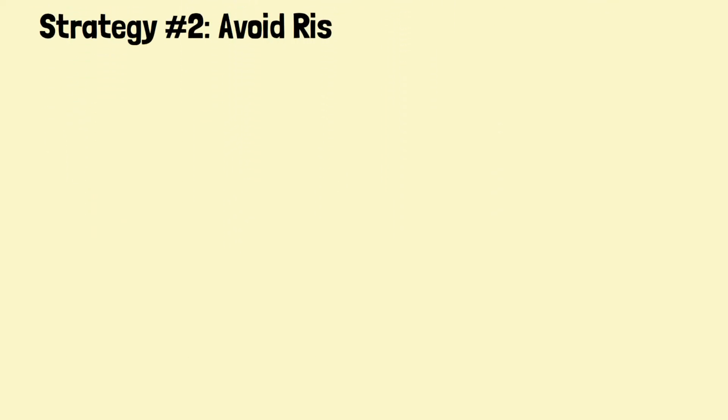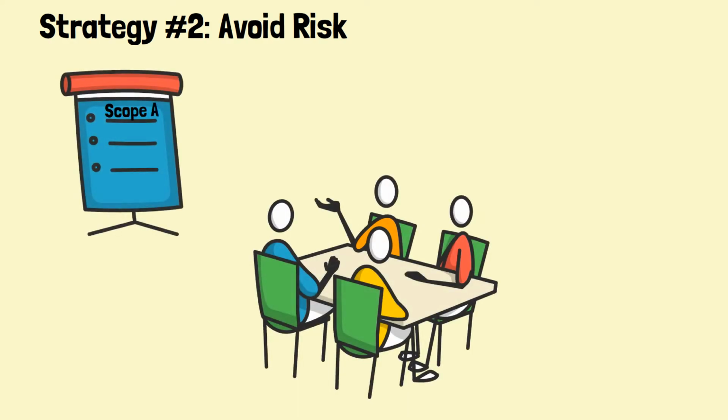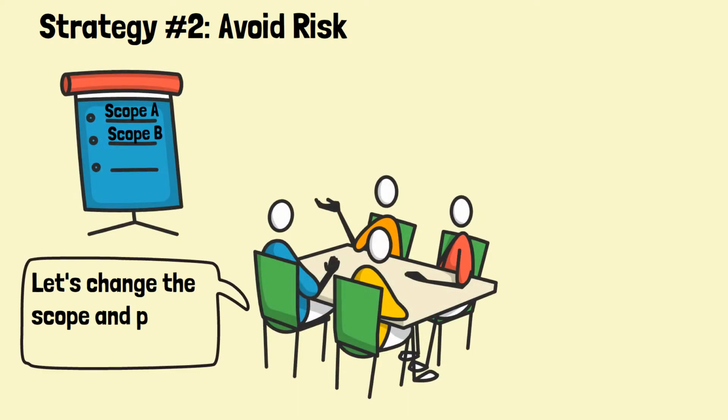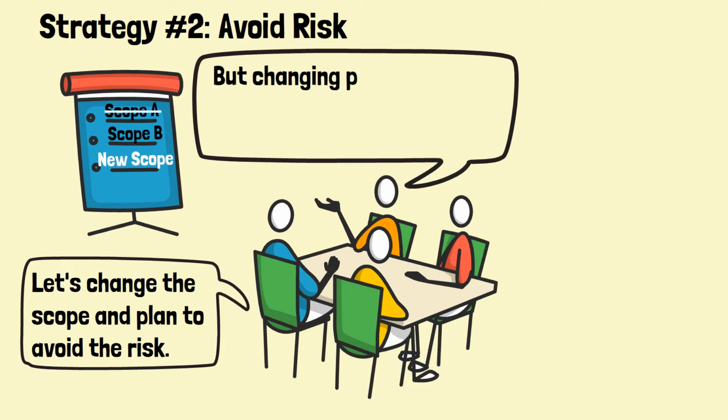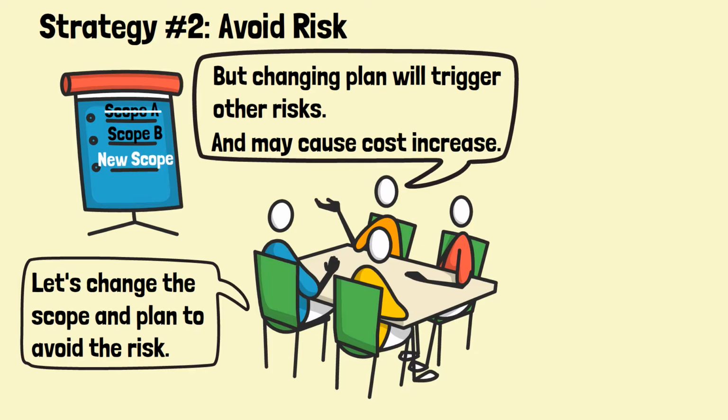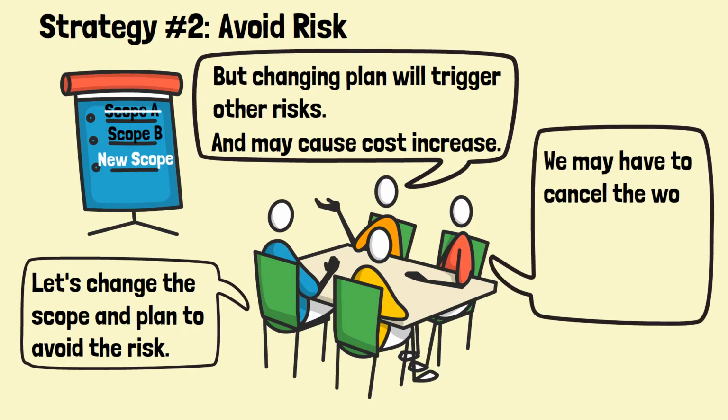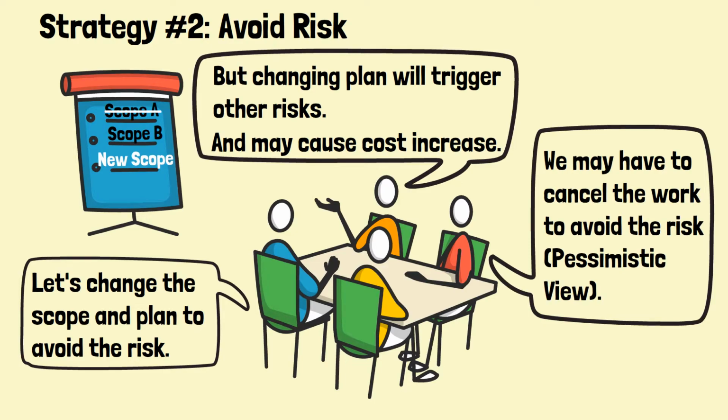Strategy number 2, avoid risk. This risk strategy often involves the change of project plan or scope to avoid certain risks. However, this approach is sometimes viewed as impractical as the risks of other nature will emerge, and the changes may cause substantial cost escalation. The most passive action to avoid risk is to cancel the project plan.